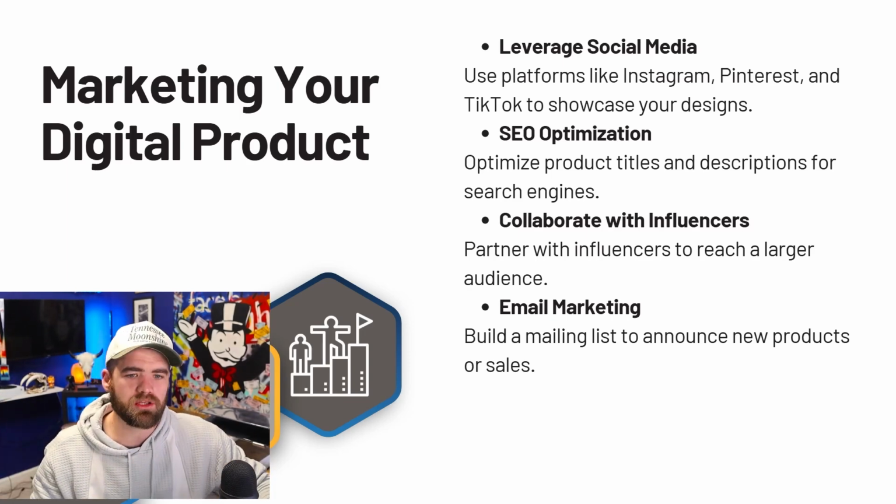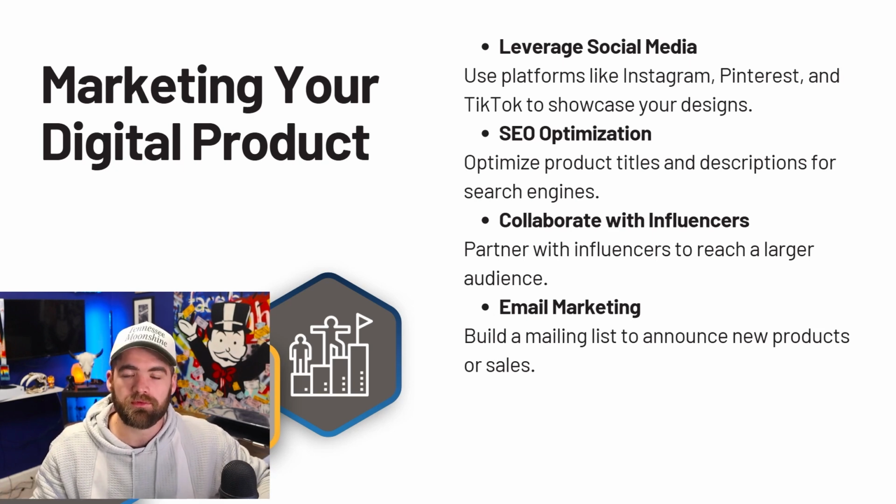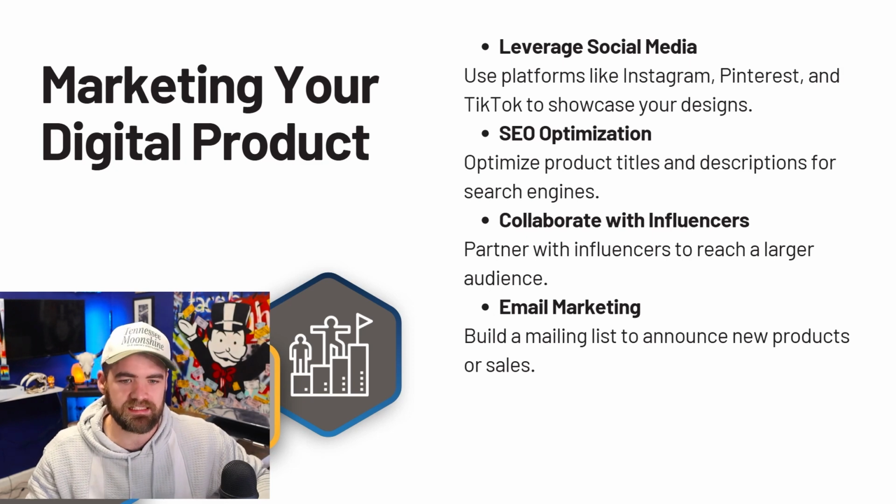You're also going to want to use SEO, so search engine optimization, to optimize product titles, descriptions for search engines. So you want people to, when they search up downloadable fitness journal, yours comes up. You're going to want to use keywords to help with that SEO.